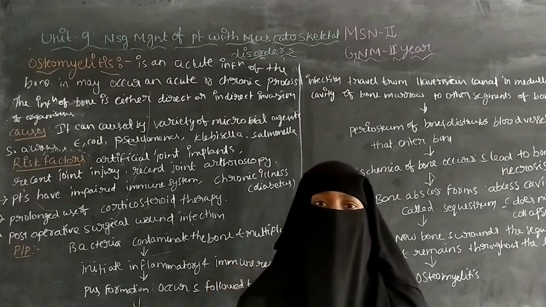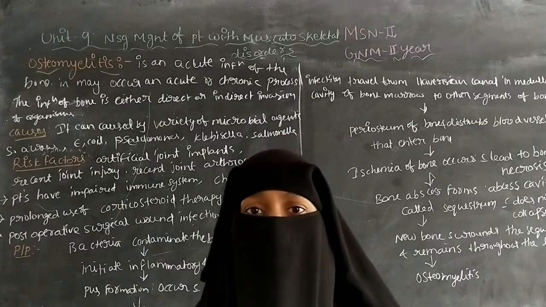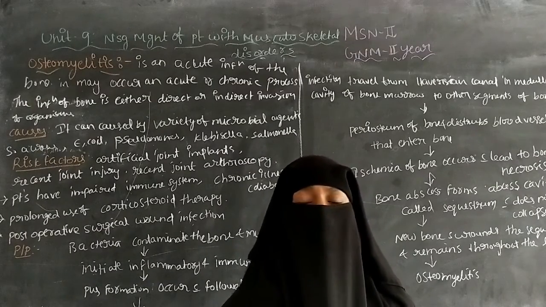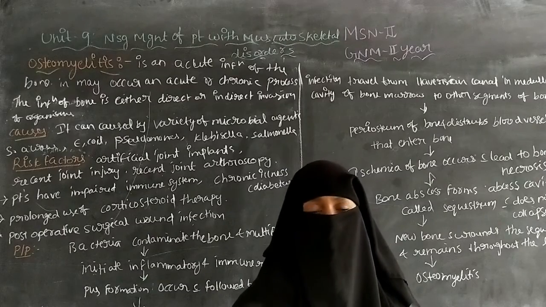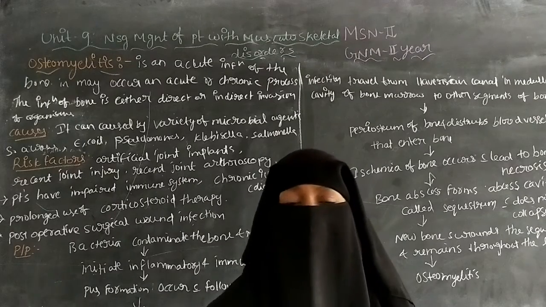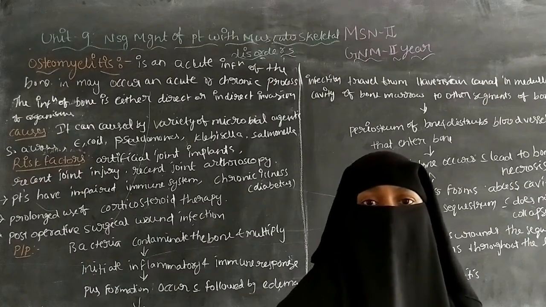Another definition for osteomyelitis is a pyogenic infection that occurs in the bone and the surrounding tissues. Pyogenic infection means there is pus formation in the bones, and it can spread to the soft tissues of the bones.